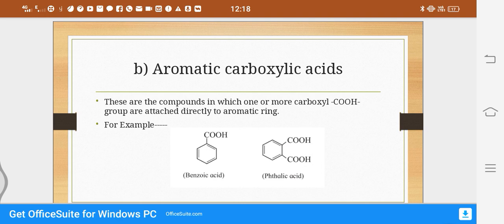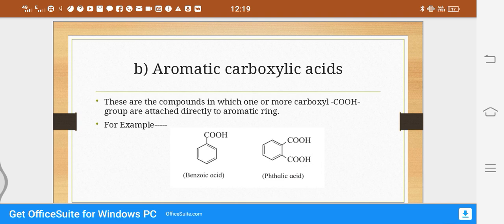Then next are aromatic carboxylic acids. These are the compounds in which one or more carboxyl groups, COOH groups, are attached directly to an aromatic ring. For example, benzoic acid and phthalic acid.